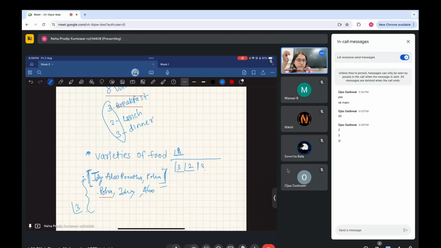So what we did is we looked at all possible ways of arranging the food items, and then we divided by the number of overcounting. So let's calculate what this value turns out to be. You could also try this in parallel.